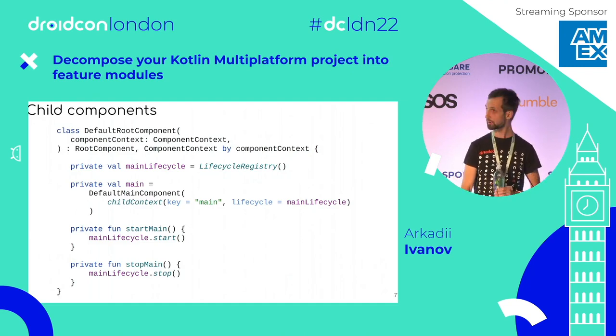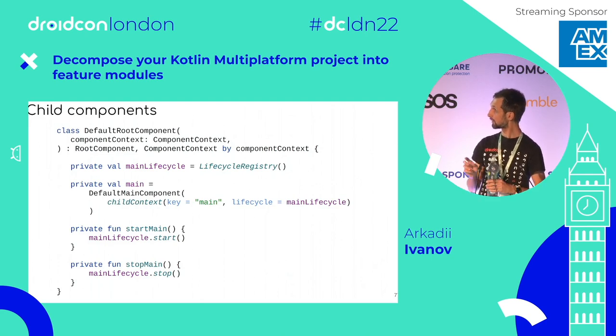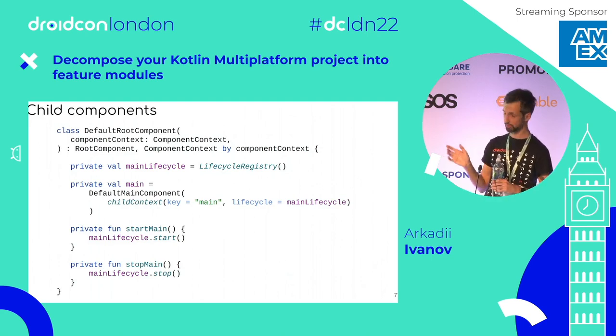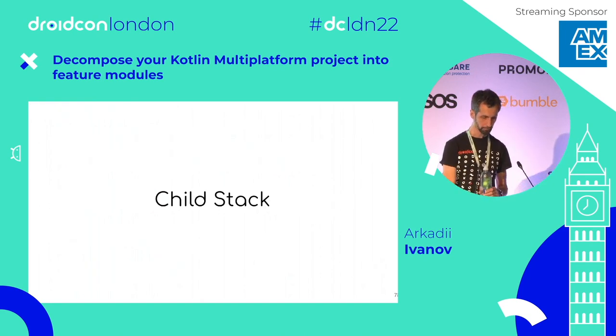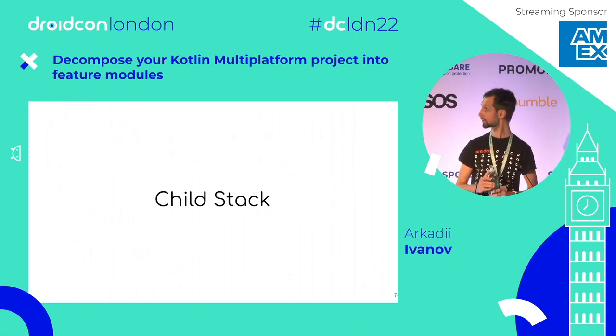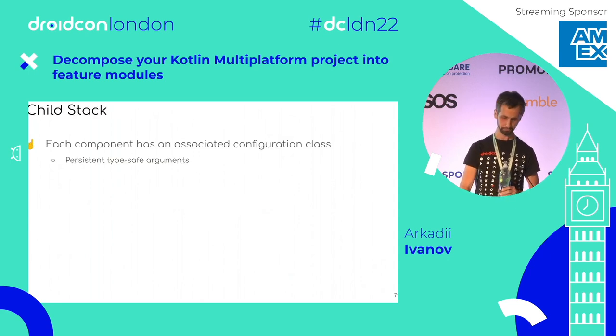And we can also manually control the lifecycle of such child components. For this case, we can just use the lifecycle registry, with a similar name as in Android, and manually call start or stop if you want. But managing children manually may be difficult, for example, when navigation is required. And Decompose provides handy tools for navigation. For instance, there is child stack for stack navigation.